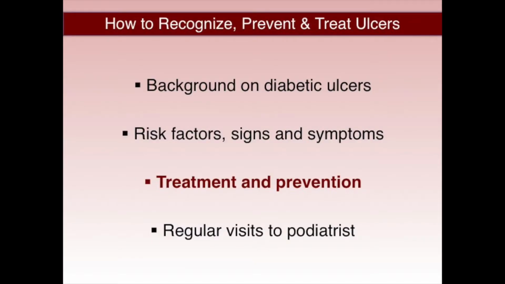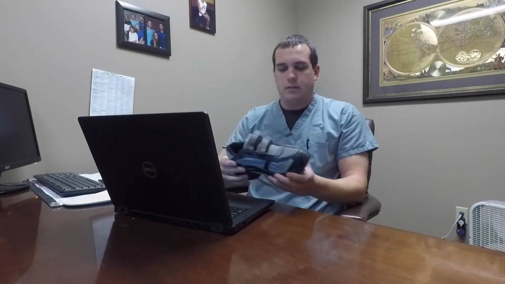The first and most important way to prevent ulcers is to maintain good control of your blood sugar in conjunction with your primary care physician. Wearing proper footwear is also essential, as well as performing daily foot inspections, visiting your primary care physician regularly, and your podiatrist. Here we have an example of a diabetic shoe which is available in our offices.